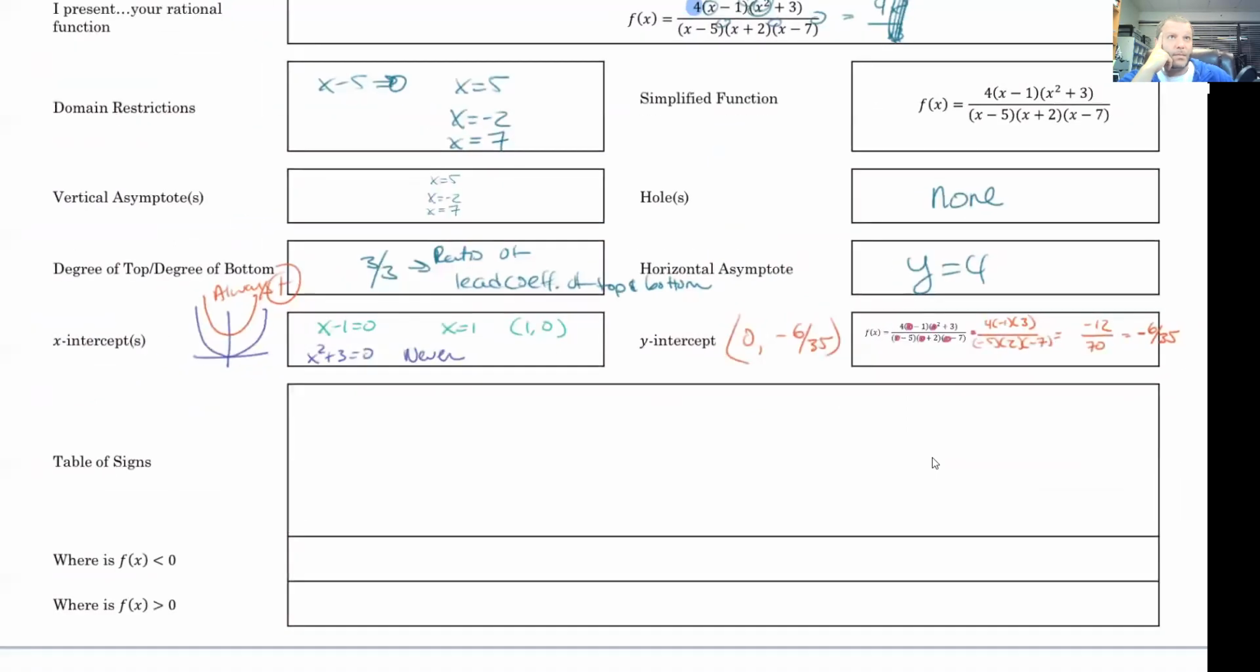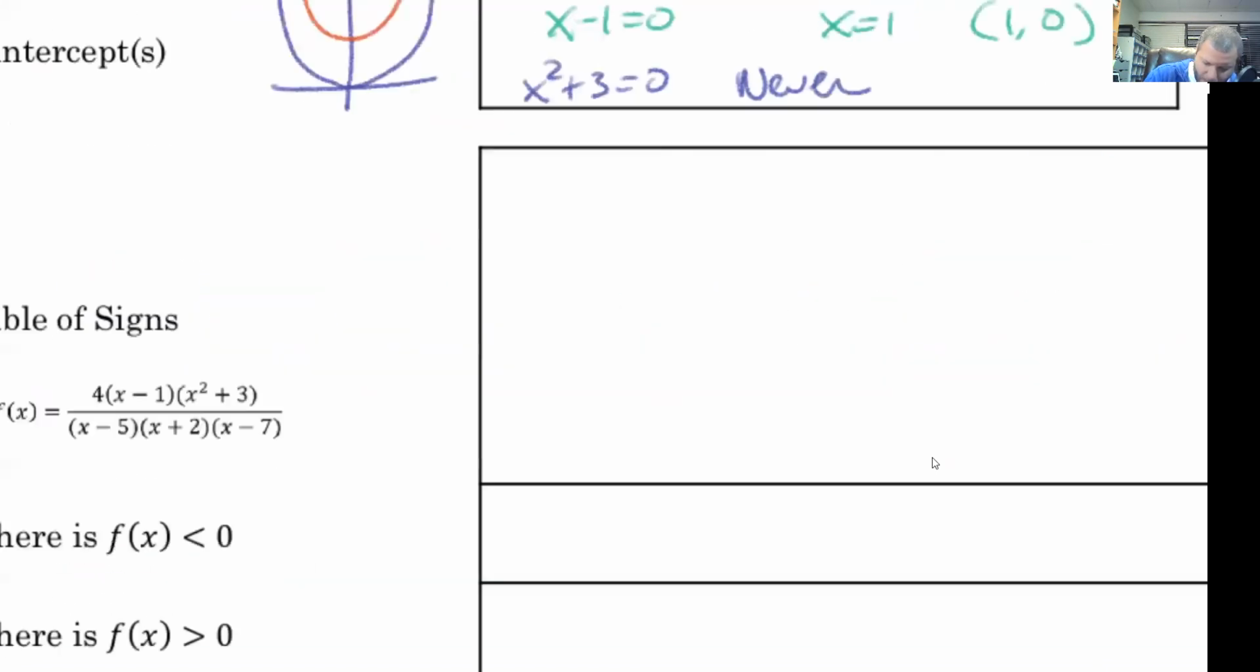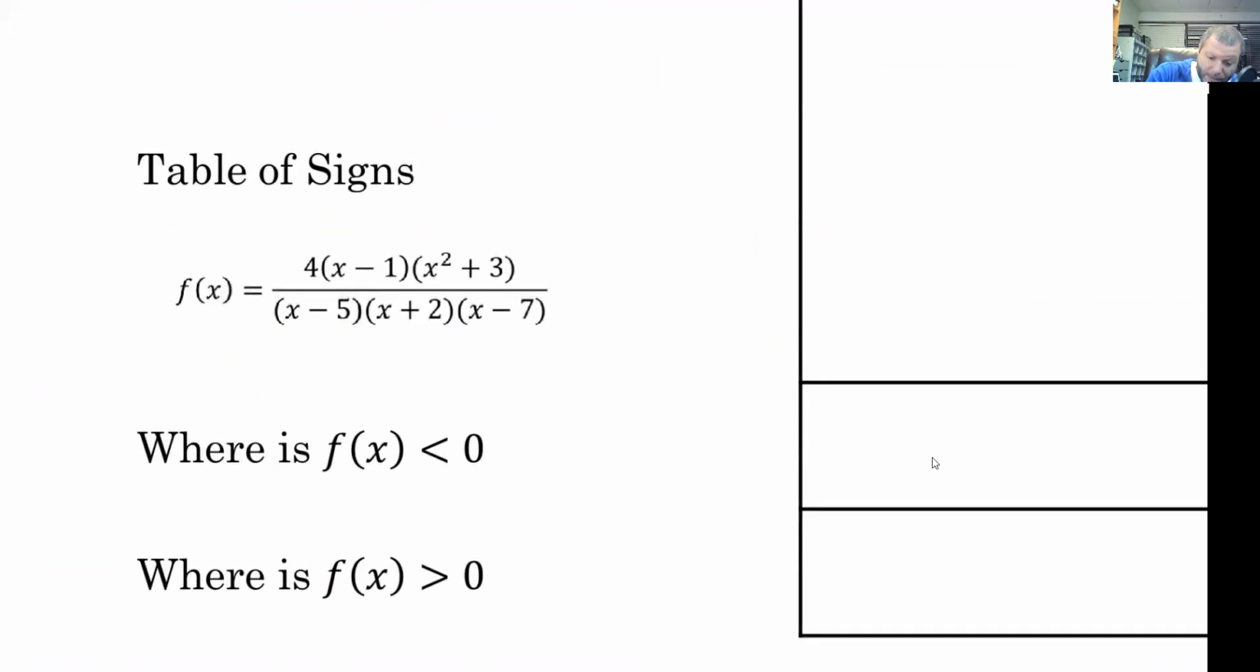All right, so speaking of table of signs, the first thing we want to do is see if we can analyze our table of signs a little bit smartly to not have to check every single last thing. So in here, the things that we know: this 4 right here is obviously a positive value. That x squared plus 3 is also going to always be a positive value. Positives never affect our table of signs, only negatives.